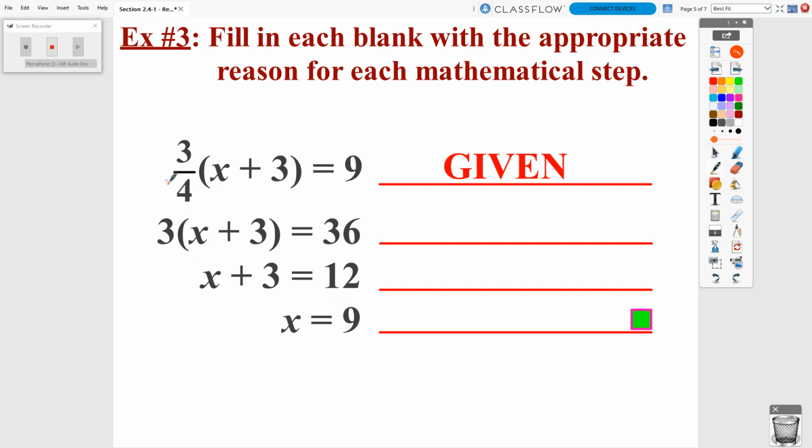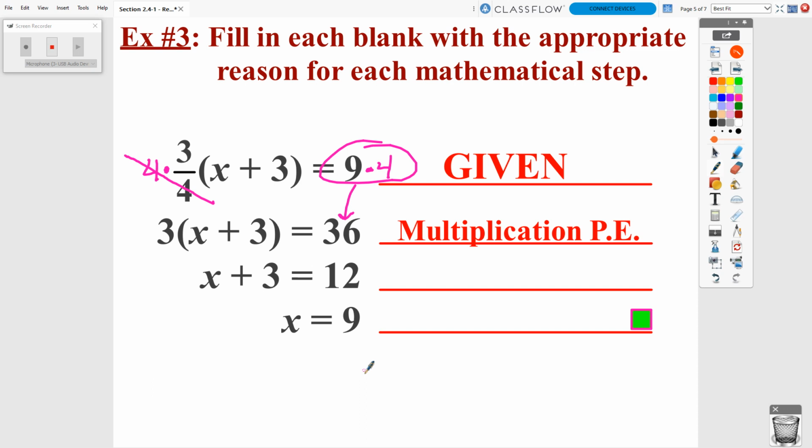What you typically won't see in these problems is the little steps that you would do like this. You won't necessarily see those, but you can still write them if you like. But really, this times 4 divided by 4 cancel, and then this 9 times 4 makes that 36. So I use the multiplication property of equality.